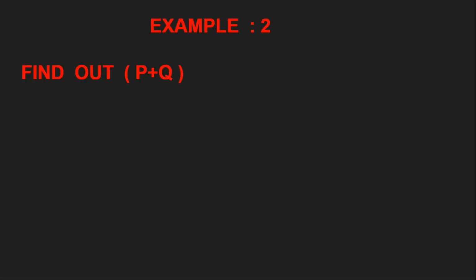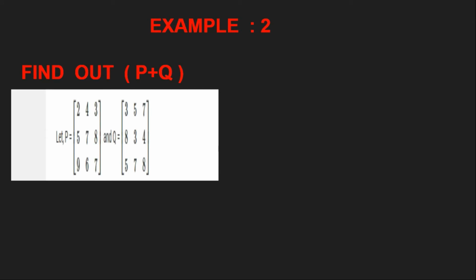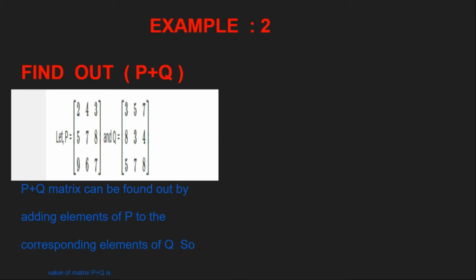Now move on to the second one. We have a given example with a P matrix and a Q matrix, and you have to add them and find P plus Q. So let's start this example, guys. As you are seeing, the P plus Q matrix can be found by adding elements of P to the corresponding elements of Q. So now we have to find the value of the P plus Q matrix.